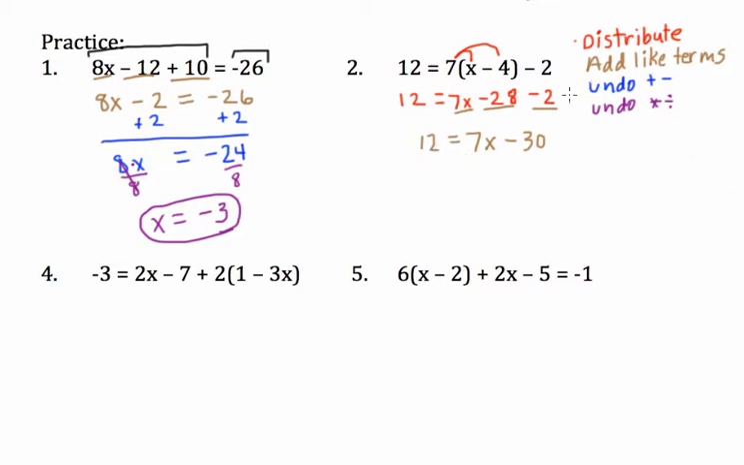Next, you want to undo what's been done to the x. So go to the side with the x. We're going to undo subtracting 30. So we'll add 30.